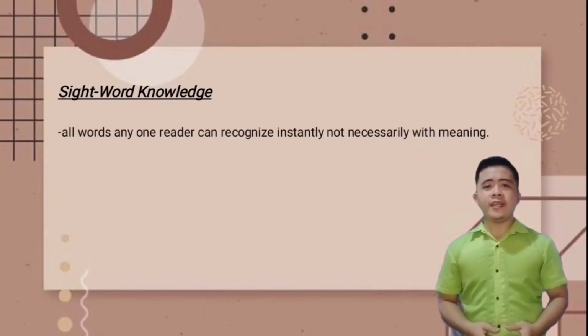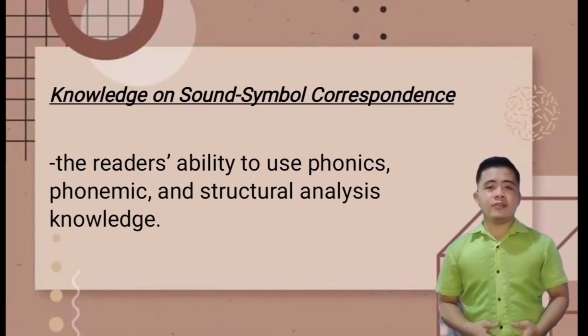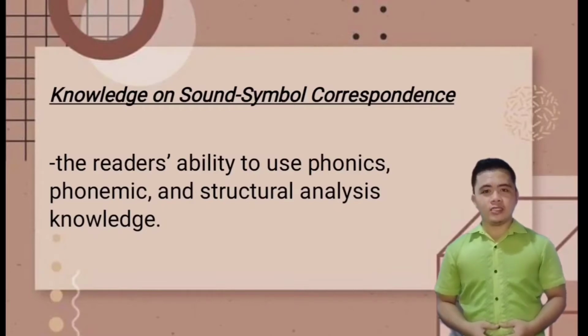Next that we are going to define is sight word knowledge. It is all words any one reader can recognize instantly. Instantly means with automaticity, not necessarily with meaning. We also have basic sight words, a designated list of words, usually of high utility. The last is knowledge on sound symbol correspondence, also known as graphophonic knowledge. It is the reader's ability to use phonics, phonemic, and structural analysis knowledge.